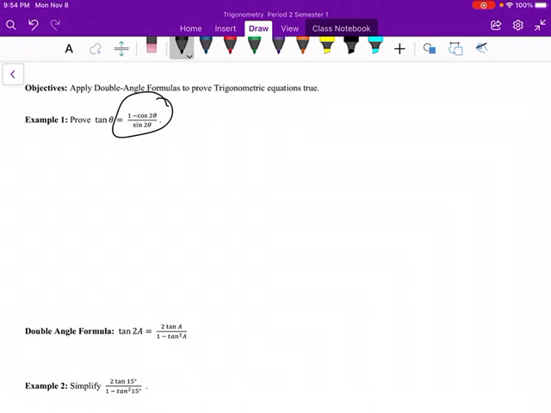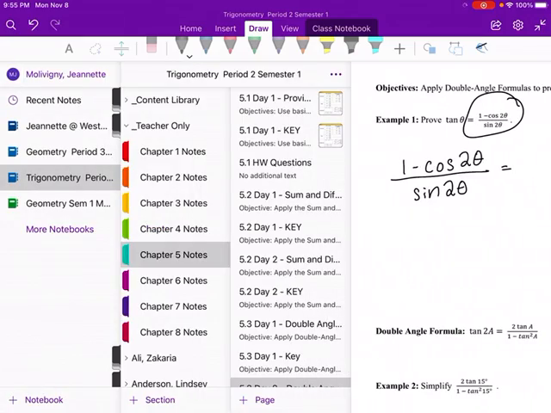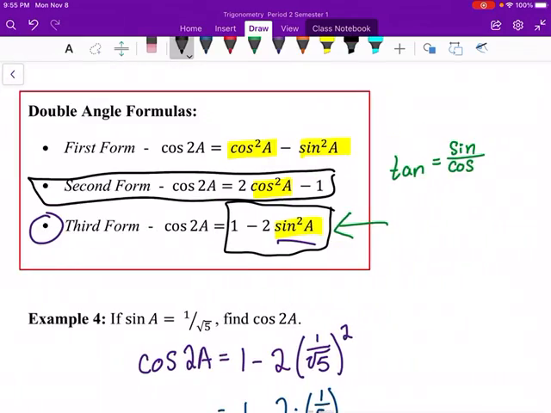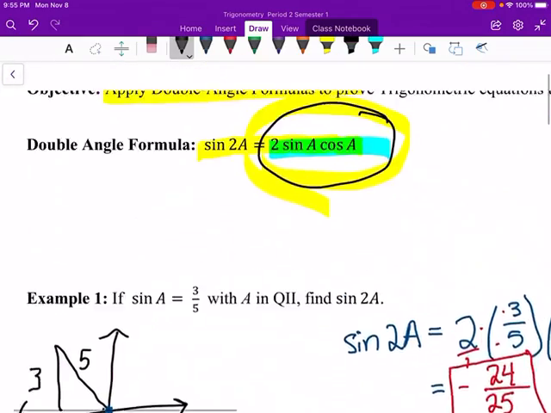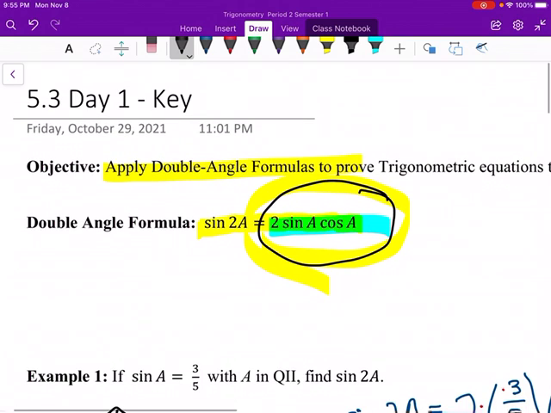So for this one, I'm going to work on the left side of the equation because that one is the most complicated. And we're going to use the formulas that we went over yesterday. So if you don't have those memorized, which is okay, you can go and take a look at our notes from yesterday. We know the sine of 2 theta is 2 sine of A cosine A.